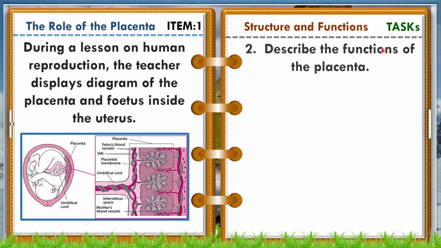Describe the functions of the placenta. So we want now to look at the functions of the placenta. We look at all the functions of the placenta. This smaller part we have said here, what is its function? That part here, which we are referring to as the placenta. What is the function of that space which connects the mother and the baby?